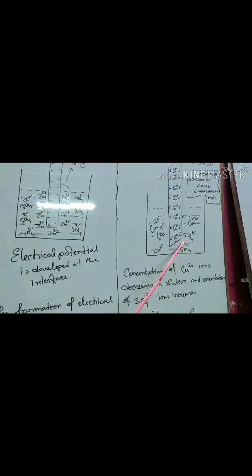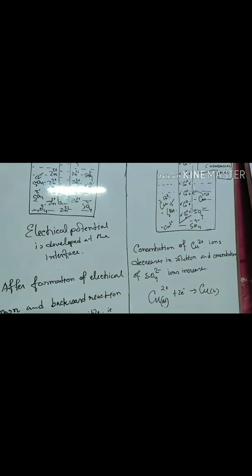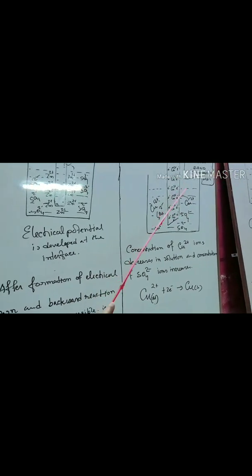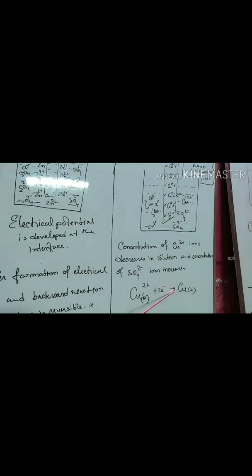In this case, say we are taking the example of a copper electrode in copper sulfate electrolytic solution. The copper 2+ ions from the solution accept electrons from the electrode and convert into copper solid. As copper 2+ ions accept electrons from the electrode, the concentration of copper 2+ ions decreases in the solution and the concentration of sulfate ions increases. That is, these copper 2+ ions now accept electrons from the electrode and convert into copper solid.